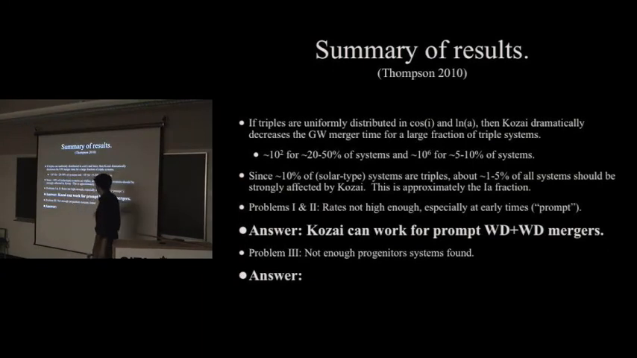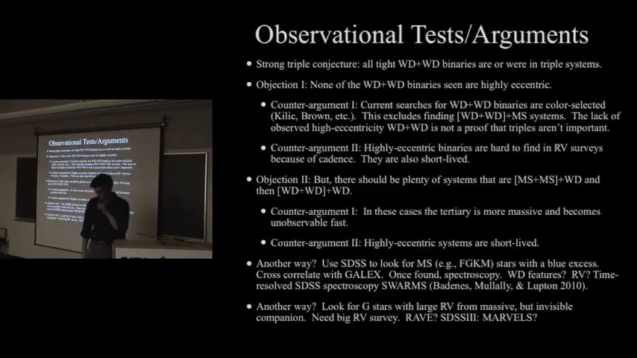All right, now I said not enough progenitor systems found, and you would say, well, none of your progenitor systems are found either. This is a long slide. I want to emphasize a couple of specific points that I really want you to hear. The first one, the strong triple conjecture, which is a straw man, is that all tight white dwarf binaries are or were in triple systems. That's a straw man because the white dwarf systems I've been showing you are not in triple systems as far as we know. Objection number one: none of the white dwarf binaries seen are highly eccentric, and none of them seem to have triples. This is the thing I want you to understand.